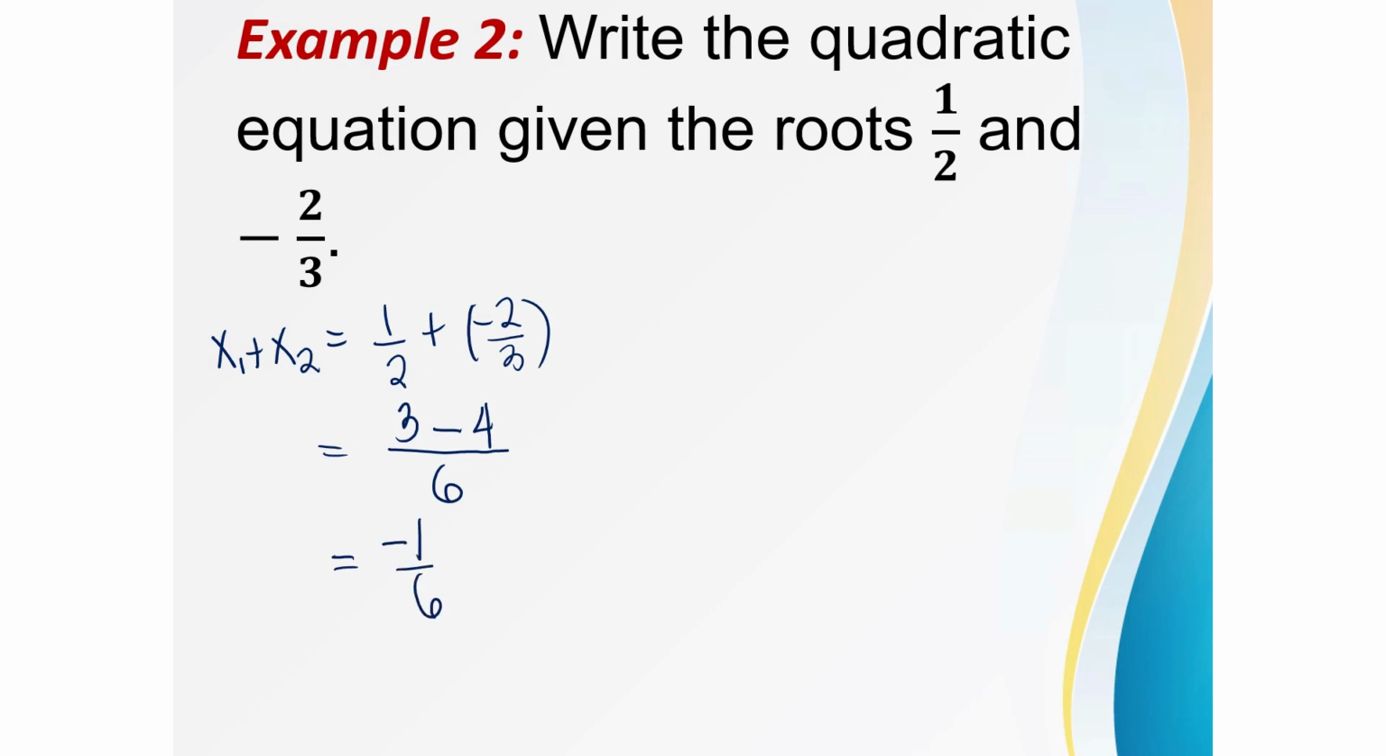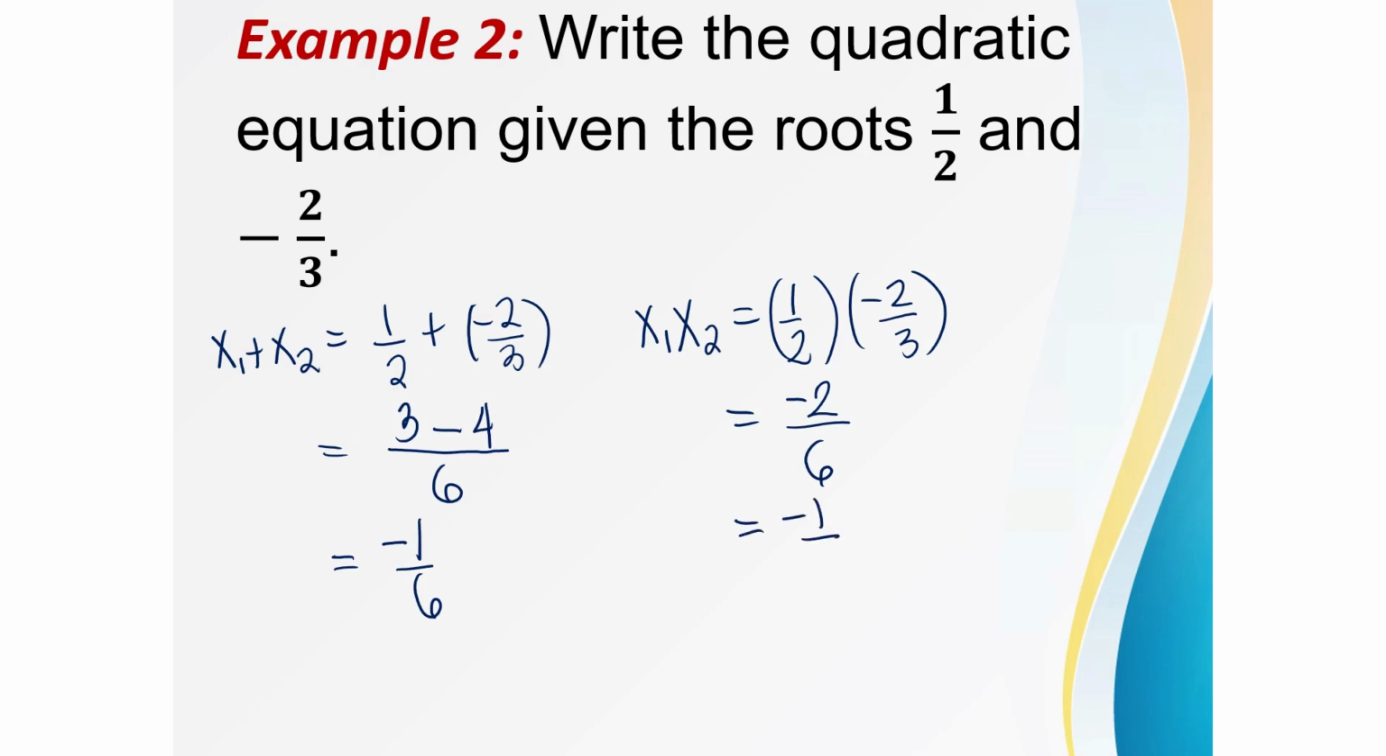For the product, x sub 1 times x sub 2 is equal to 1/2 times negative 2/3. So, multiplying these two roots, we will get 1 times negative 2 is negative 2 over 2 times 3 is 6. And then, that is equal to negative 1/3.